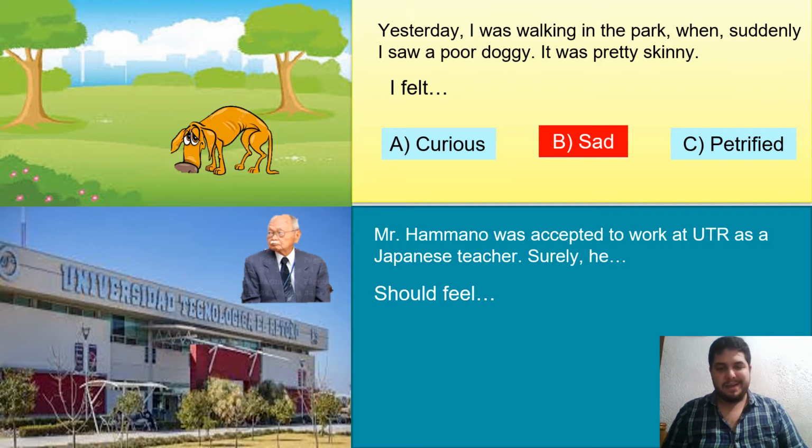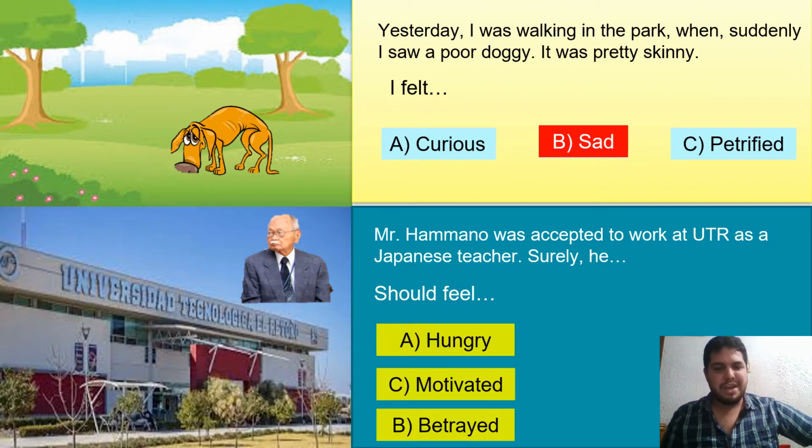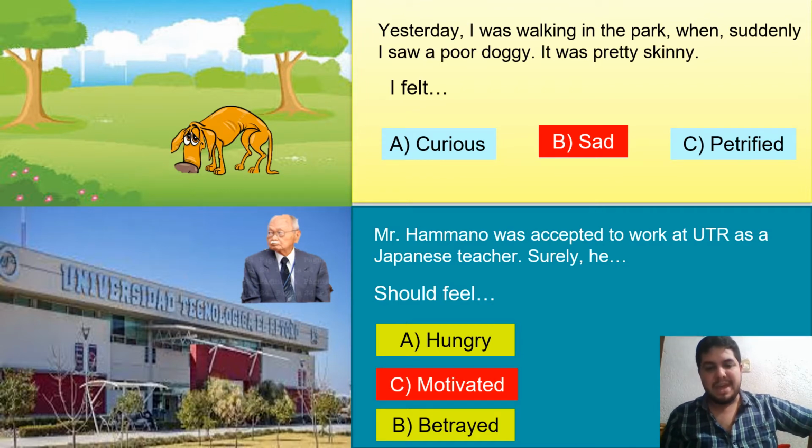Imagine this person, Mr. Hamano, was accepted to work at UTR as a Japanese teacher. Surely, how do you think he should feel? Let's see the options. A. Hungry. Does he feel hungry? Could be. C. Motivated because he's going to have a new job. Or betrayed. Okay. Well, obviously the best option in this case would be motivated.